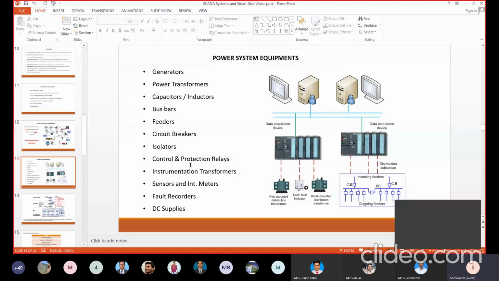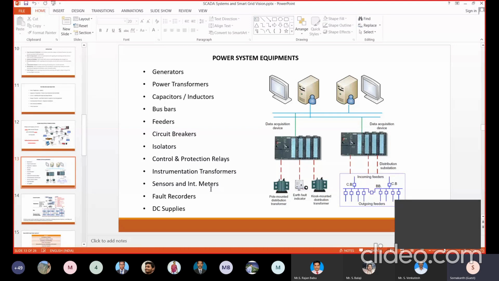SCADA devices. These are the components included in SCADA, like control and protection relays. Instrument transformers, which are CTs and VTs. Sensors and instrumentation meters, sorry, intelligent meters. They can give even the voltage, current, frequency. So all the main parameters of electricity, it can record and provide you the details.